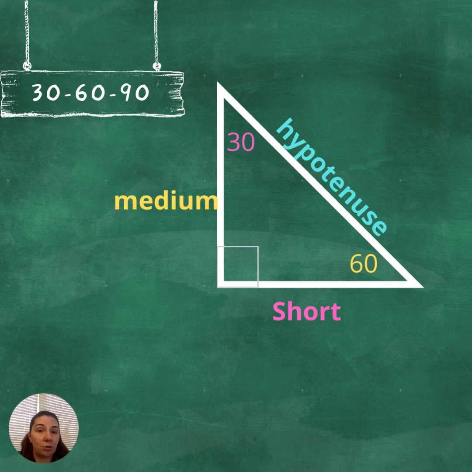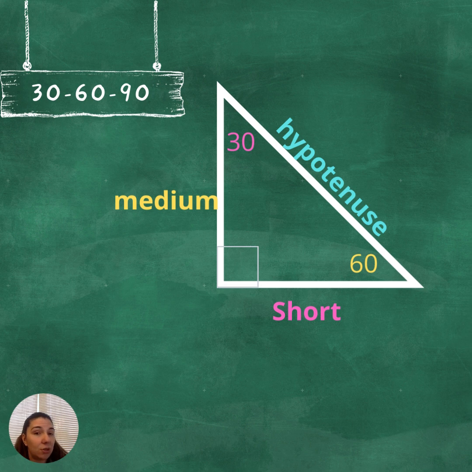The 30 in this case is on the top, which means the base of the triangle is the shortest side. The 60 is on the bottom right, so that means the height of this triangle is the medium side. And then the hypotenuse, which is always across from the right angle. So every value in this triangle is based off of that short side.